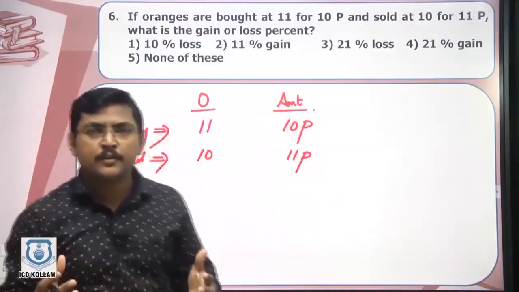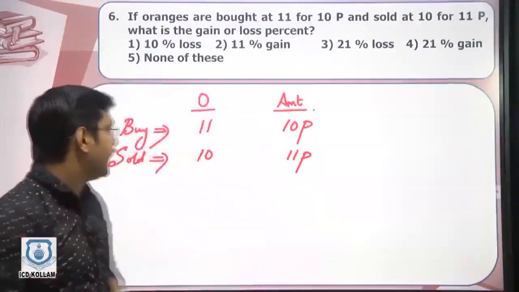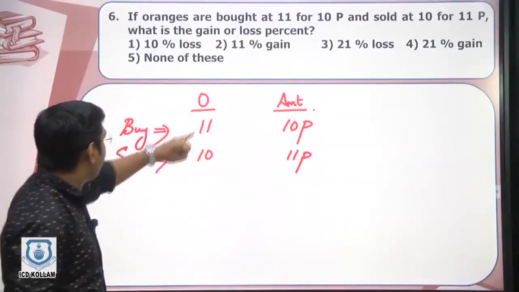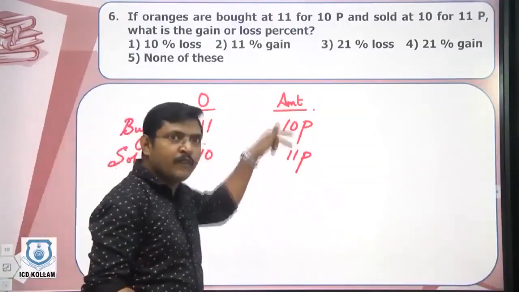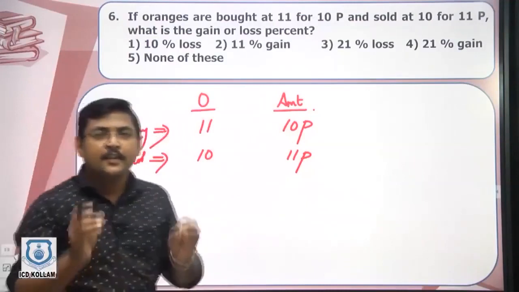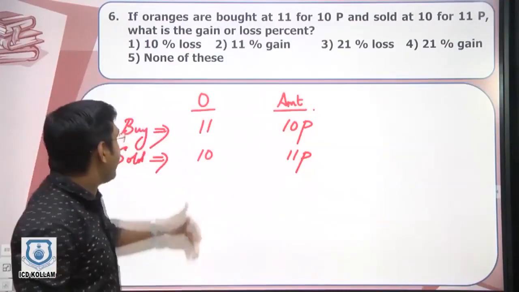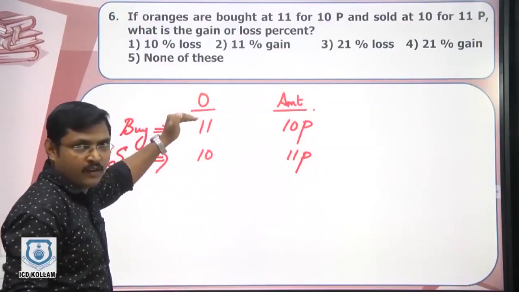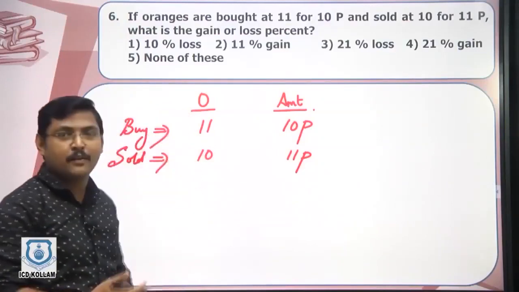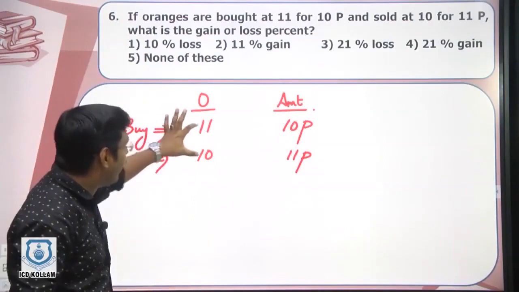In order to find the gain or loss percentage for these types of questions, remember that here the problem is I bought 11 and I sold only 10. So it is difficult to find the amount when we are calculating like that. For that, use this tricky way. That means make these two values the same. If I bought X number of oranges, I need to sell the same X number of oranges. So we need to make these two values the same.